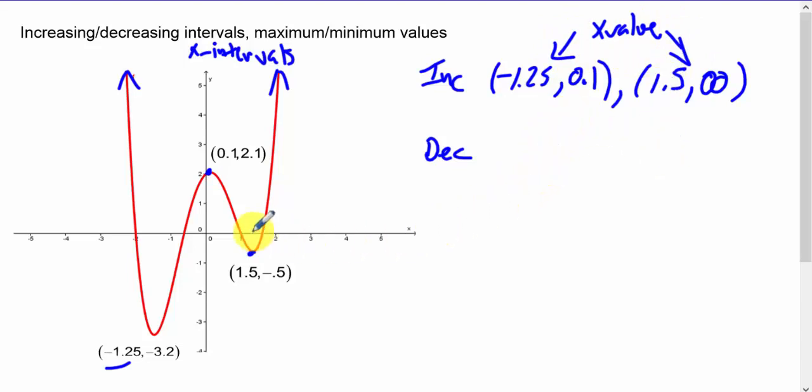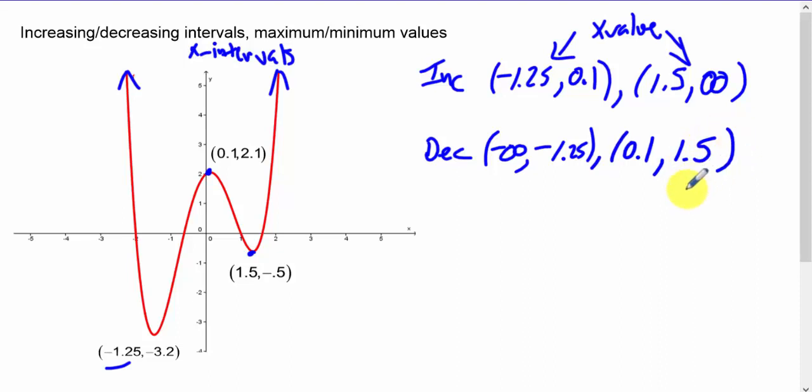Now, where's it decrease? Well, it decreases, notice as my cursor goes through this curve, it's going down. So it decreases from negative infinity to that x point of negative 1.5. And now it goes up here, and now it drops again here. So from 0.1 to 1.5, it's also going down, and that's where it decreases.